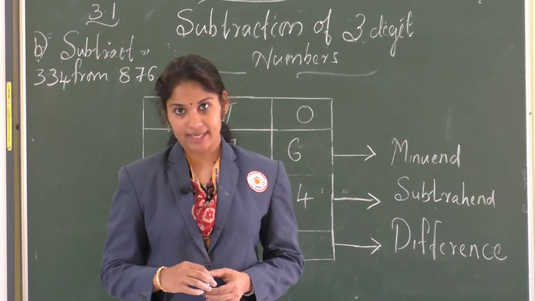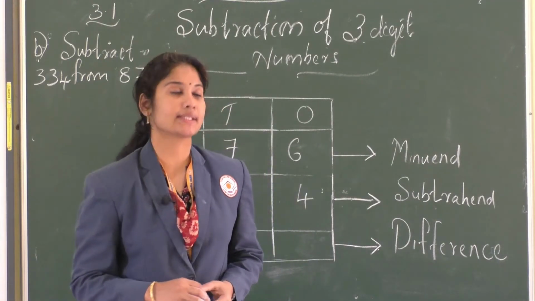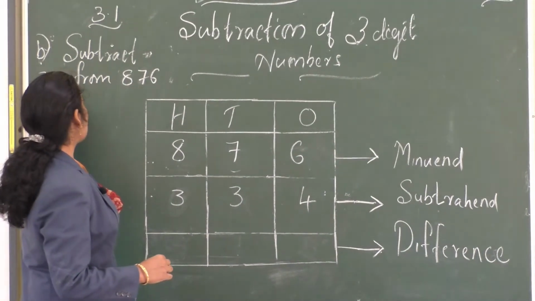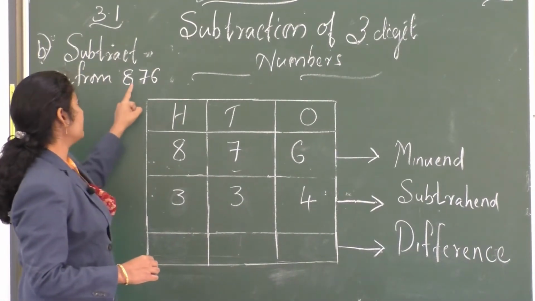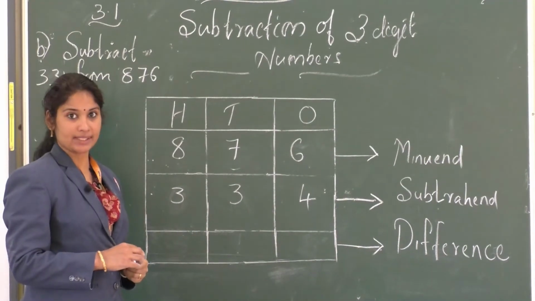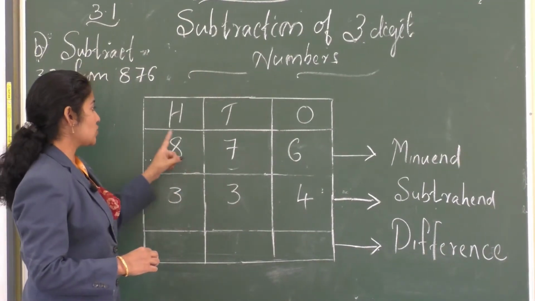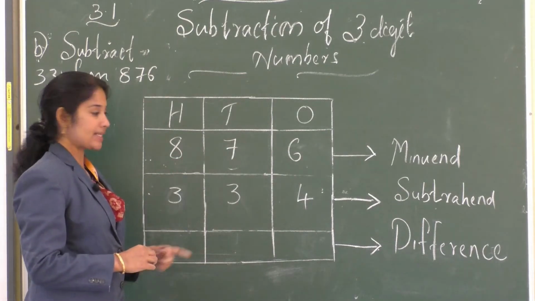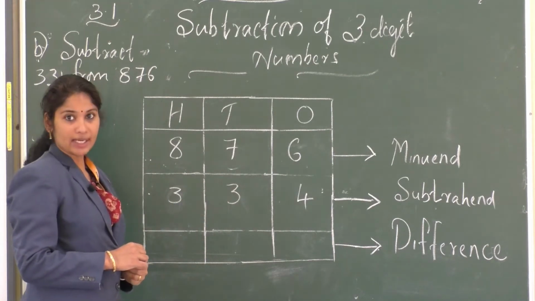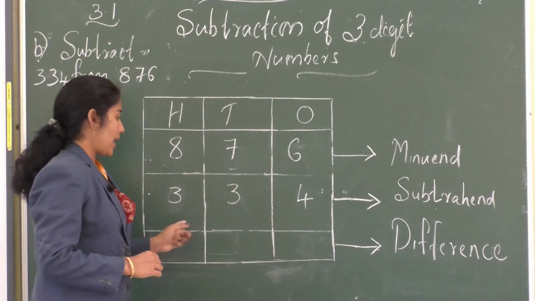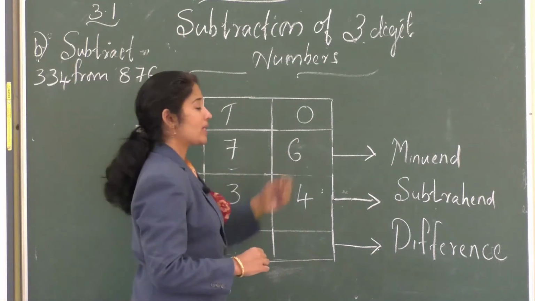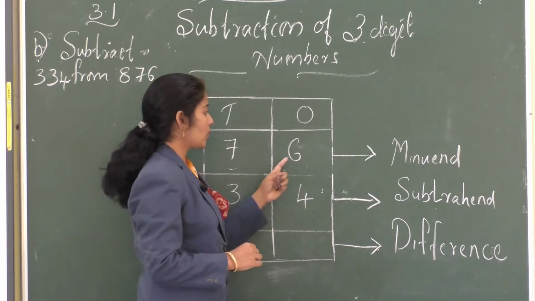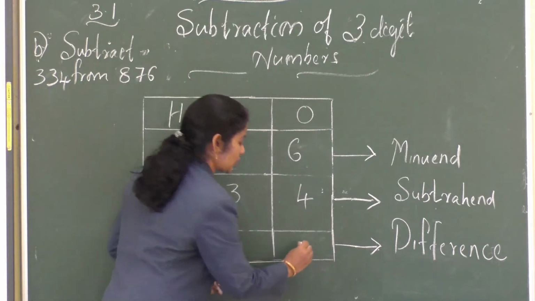Children, let's take another example from the textbook. Exercise 3.1b. Subtract 334 from 876. We can write in a chart. First, the biggest number 876 and the smallest number 334. First, we have to check ones place. Ones place we have 6 and 4. So 6 minus 4, 2.